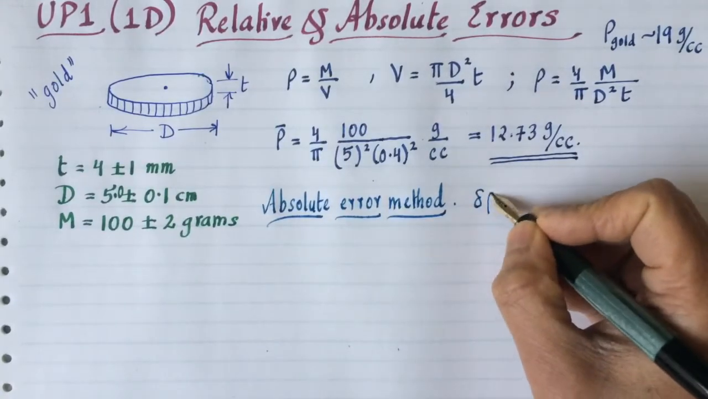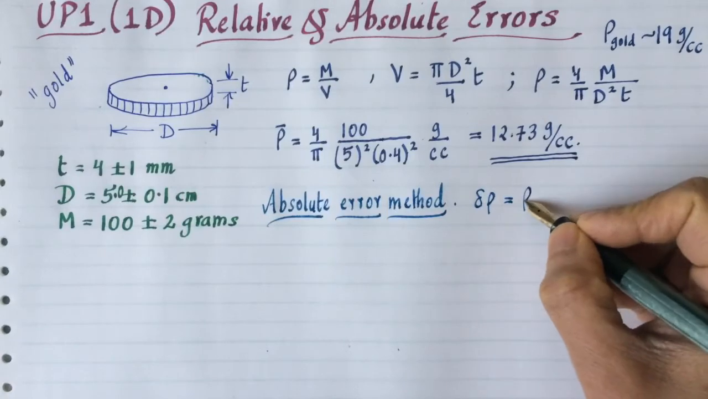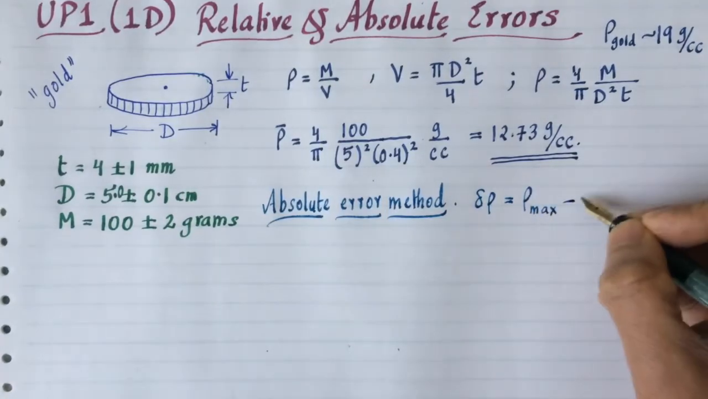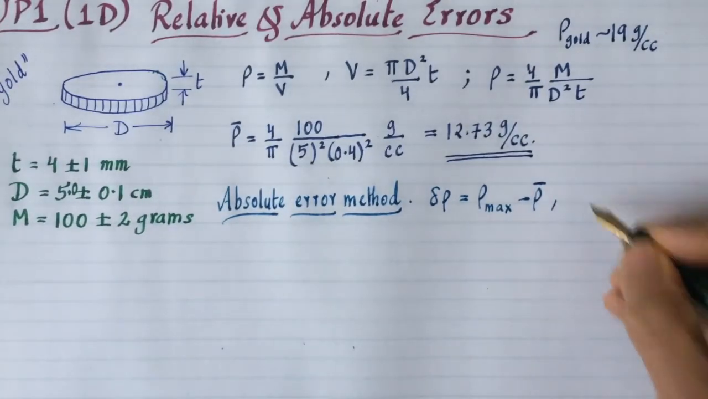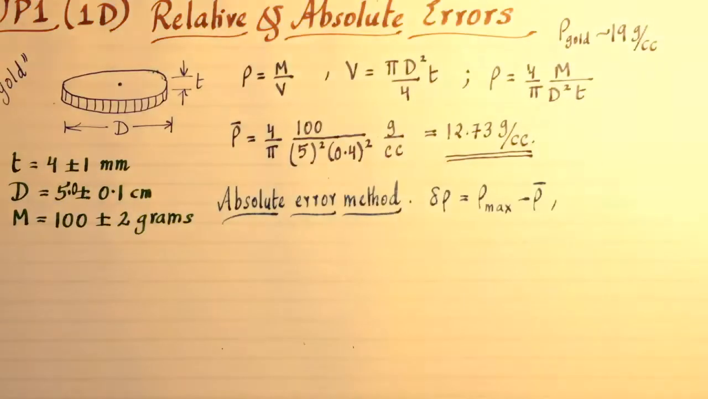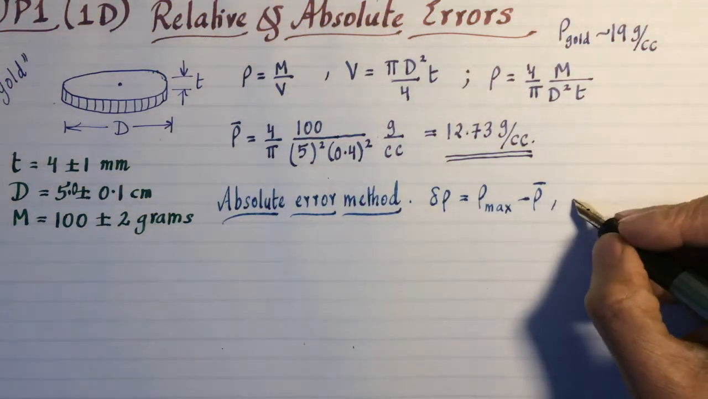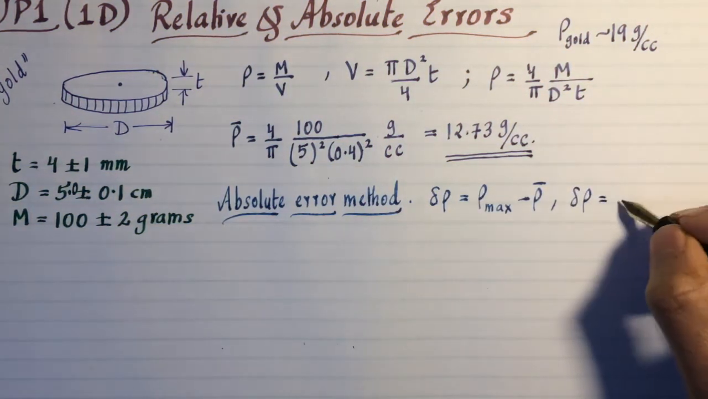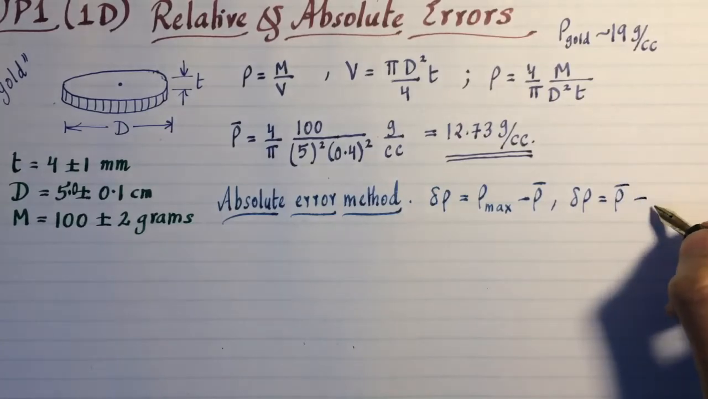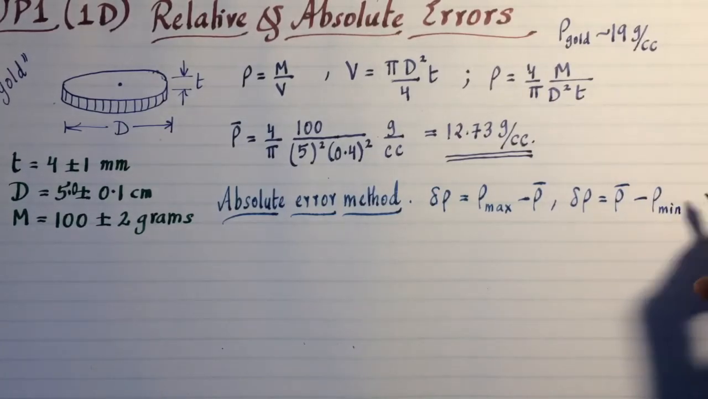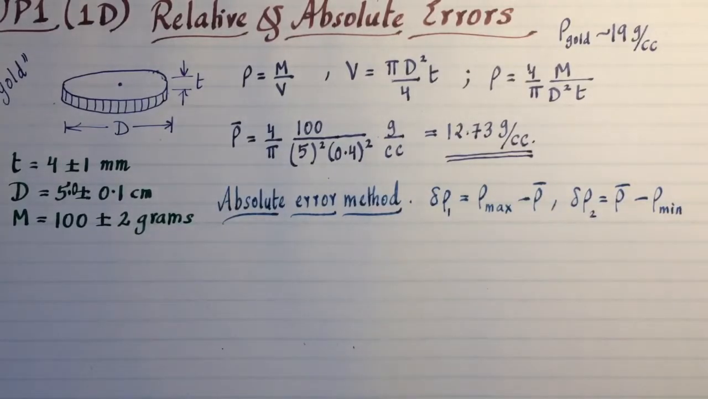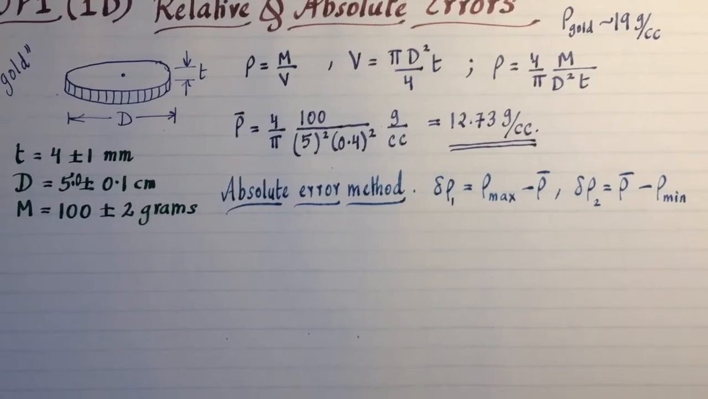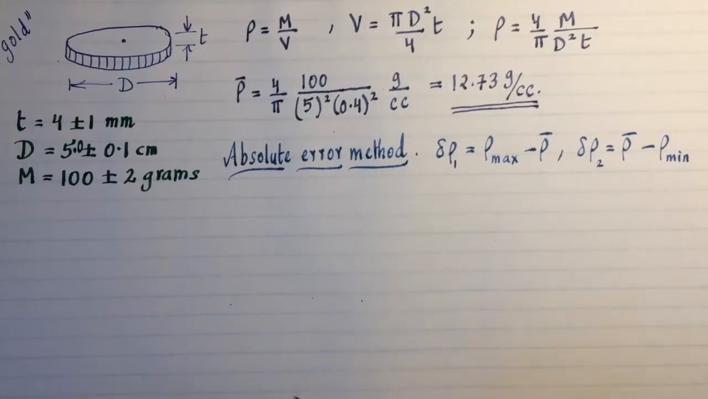The absolute error, delta rho, is rho max minus the average value, rho bar, or you can think of it as rho bar minus rho min. Each of these will give you a different value, so I'll call it delta rho 1 and delta rho 2. Let's figure this out. What would I get for each of these absolute errors?